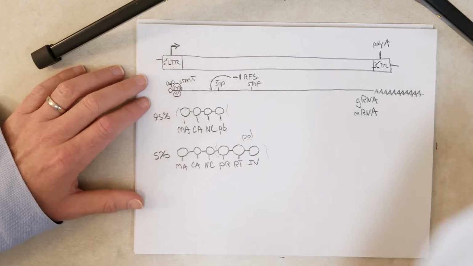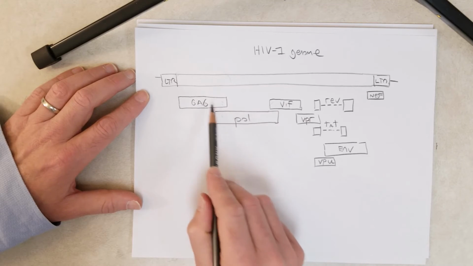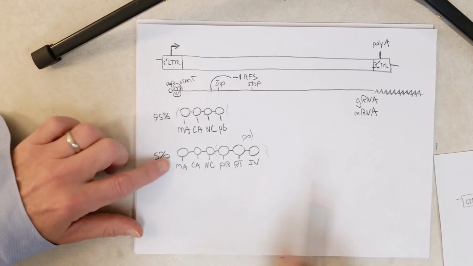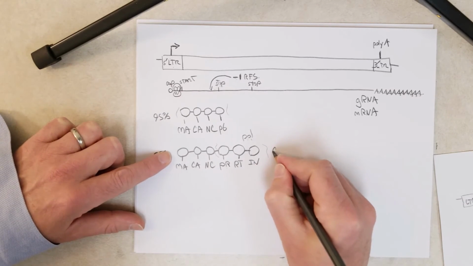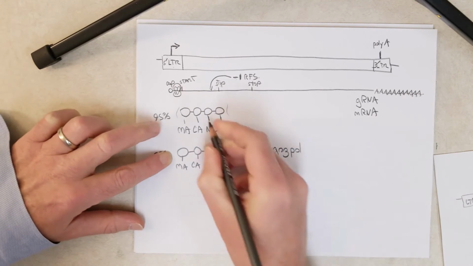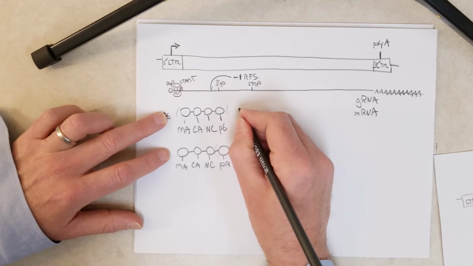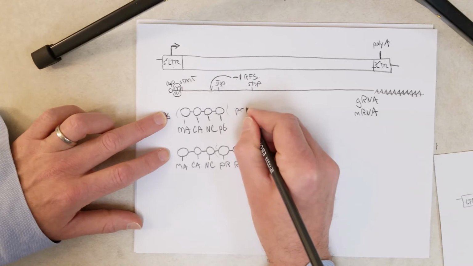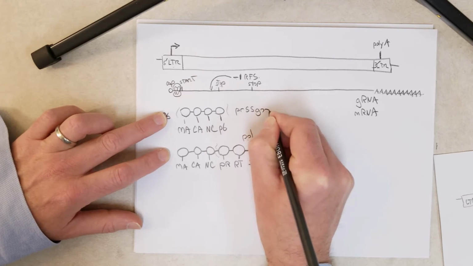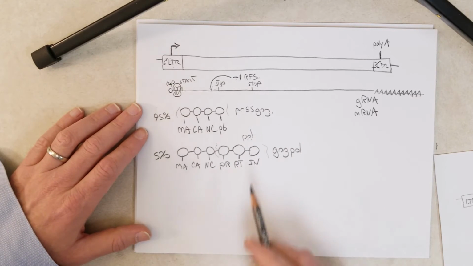Let me go back here. So we see how we have these GAGs and pols right here overlapping. Well, this whole thing right here, this polyprotein, is called GAG pol. And this polyprotein right here is going to be called, what is it called again? It's called PR55 GAG. I'm guessing the polyprotein is 55 kilodaltons or something. That's my guess.